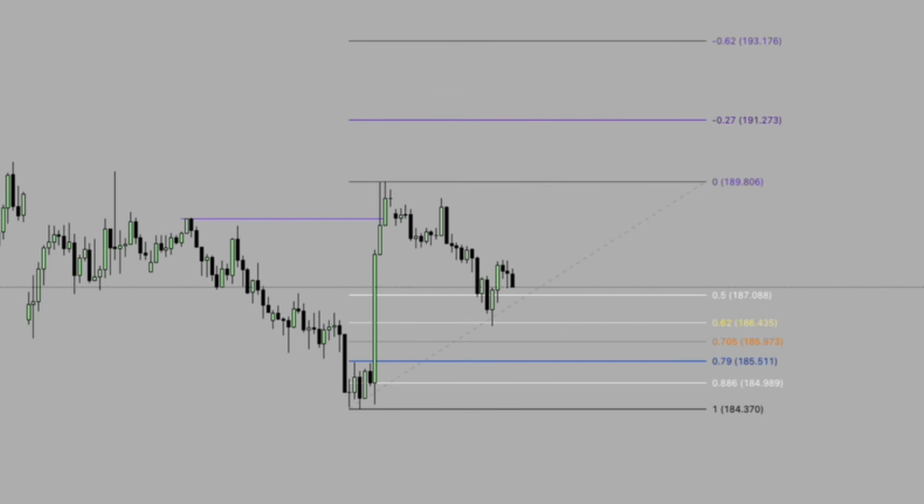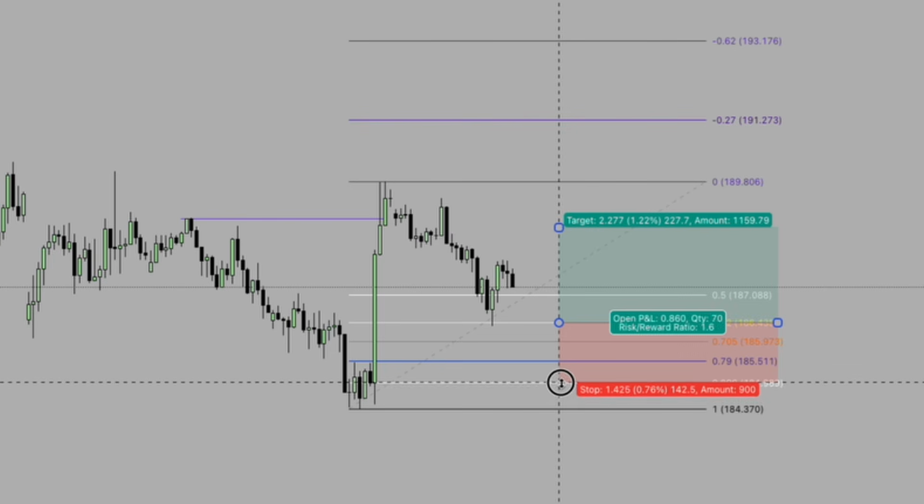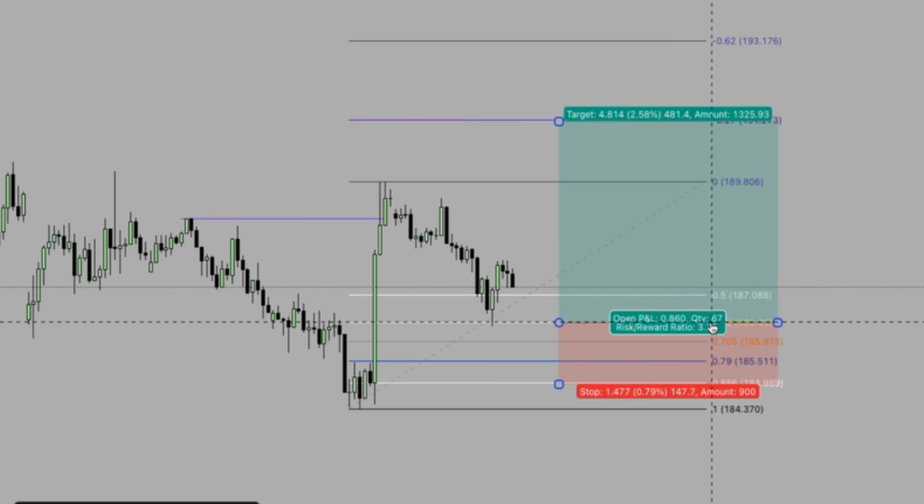Then again, I could place an order that when this market retraces back to this zone, I can now buy. So long position from here, I can target this particular low here, and I can target this high. Again, I'm looking for a minimum risk reward ratio of 3.26.